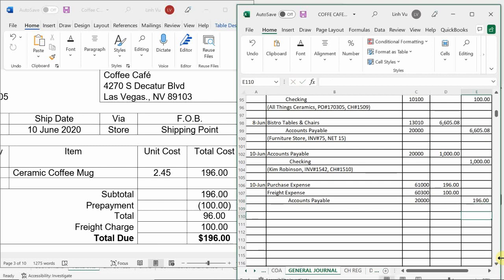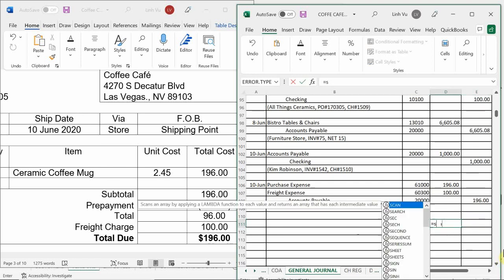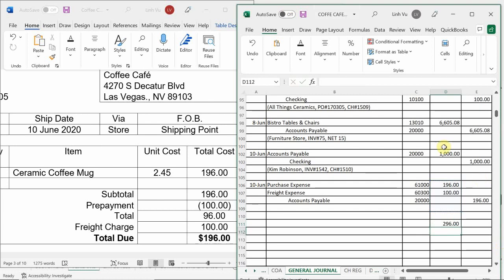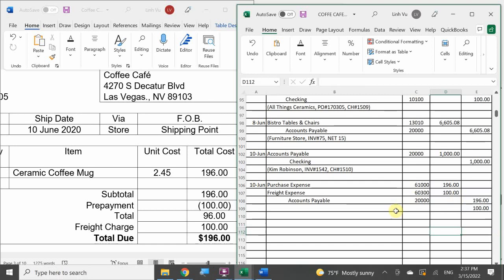196. Now let's take a quick second to tally up my total debits and my total credits. In this case, my total debits is going to be $296, while my credit is only $196. So I am missing $100. Now, where does this extra $100 come from? The down payment that we made.